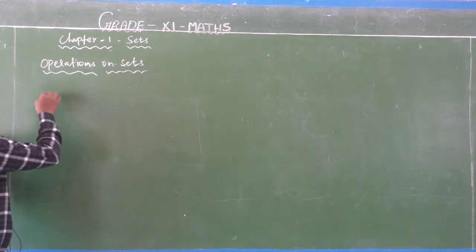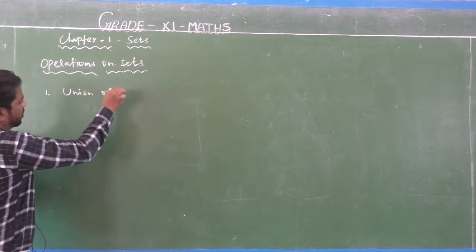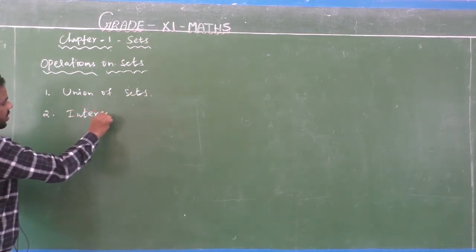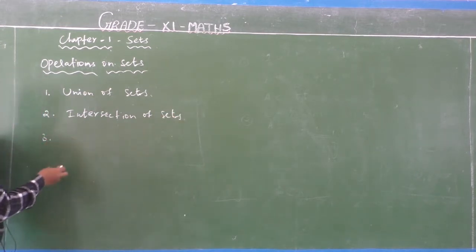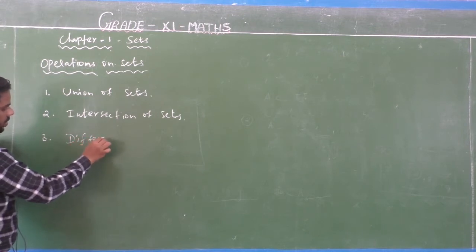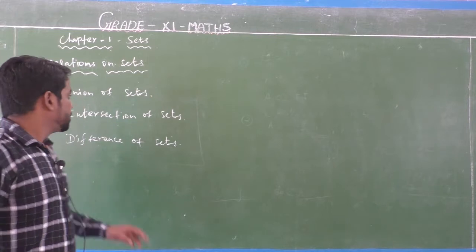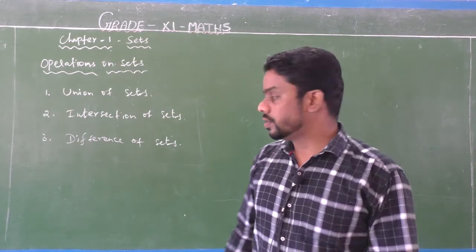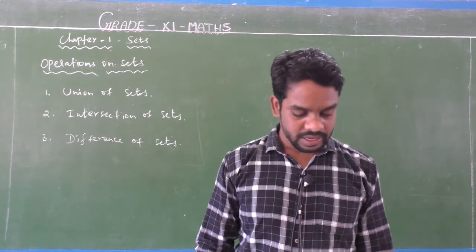Listen, the first operation is union of sets. The second one is intersection of sets. The third one is difference of sets. Union of sets, intersection of sets, difference of sets. First, union of sets. Listen, students.